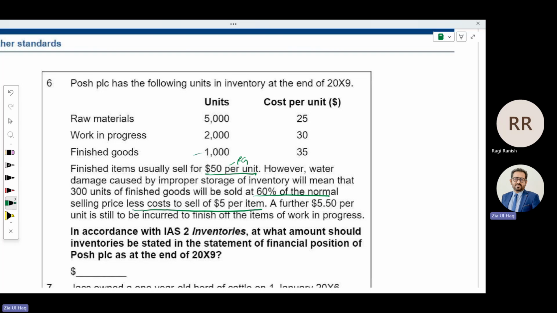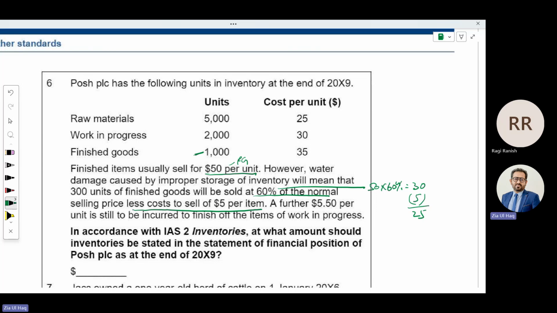Out of these 1,000, 300 become damaged. They can be sold at 60% of normal price. What is normal price? 50. What is 60% of 50? 30. Less 5 cost to sell means 25. In 300 units, we can sell at 25 per unit, though their cost is 35.